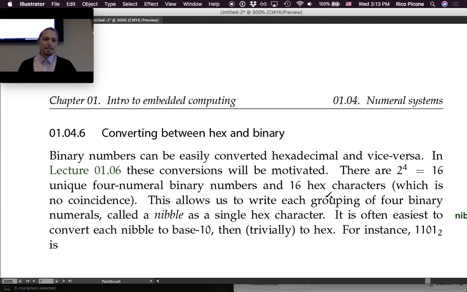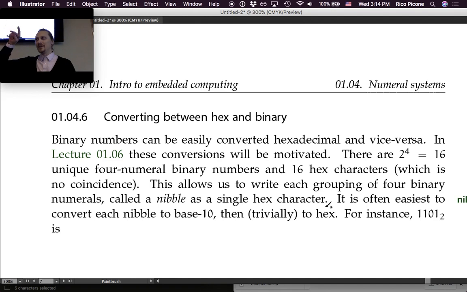Okay, binary numbers, so converting between hex and binary. Binary numbers can easily be converted to hexadecimal and vice versa. In lecture 1-6, which will be later today, these conversions will be motivated. But for now, we're just going to do it unmotivatedly. So there are 2^4 = 16 unique four-numeral binary numbers. Four binary numerals together, there are two possibilities for each one, so 2 × 2 × 2 × 2 = 16. And 16 hex characters, which is no coincidence. That's why there are 16 hex characters.